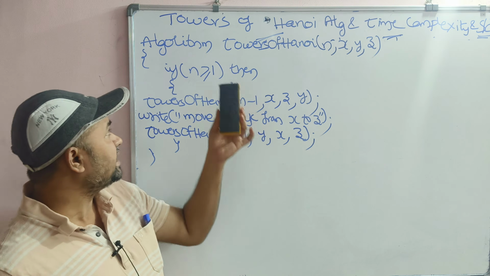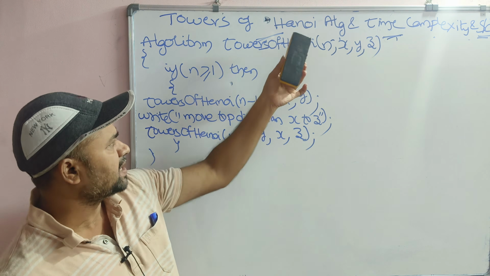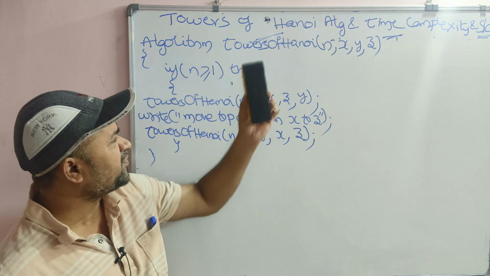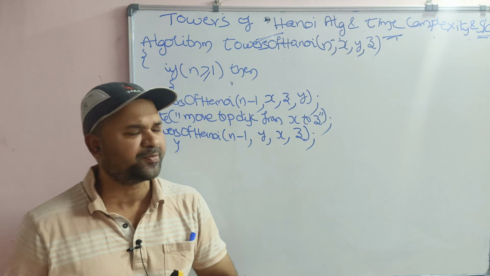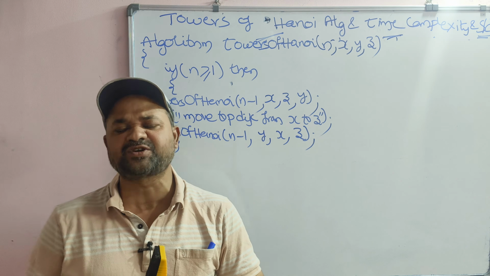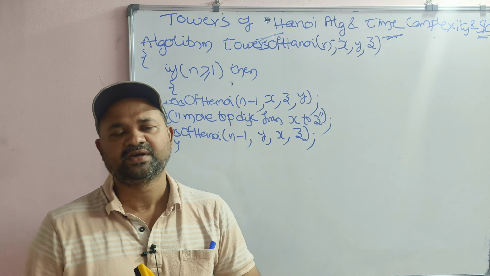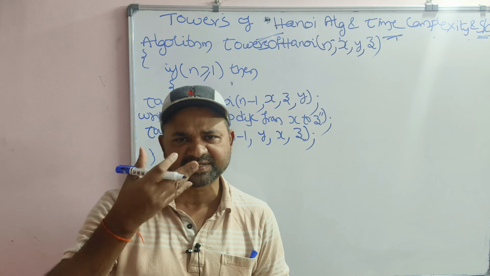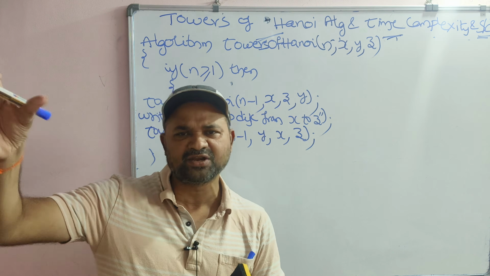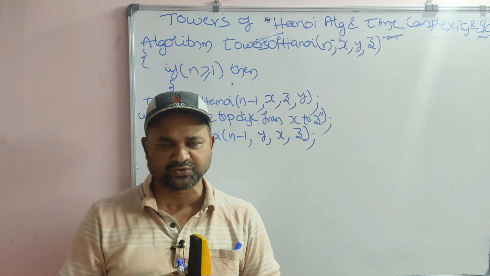Now, let us discuss the Towers of Hanoi problem algorithm and analyze the performance of the Towers of Hanoi problem by using time complexity and space complexity. In one of the previous videos, we have seen the Towers of Hanoi problem by taking an example, n value is three disks, as well as we have seen the program also.